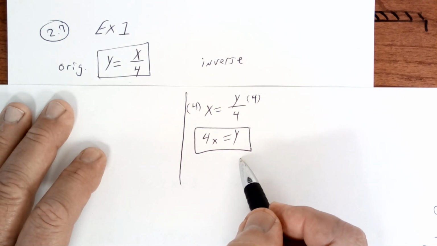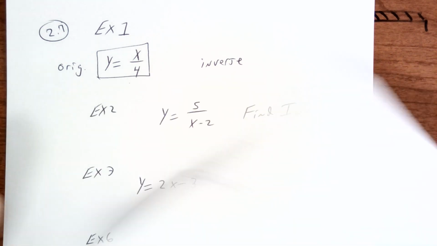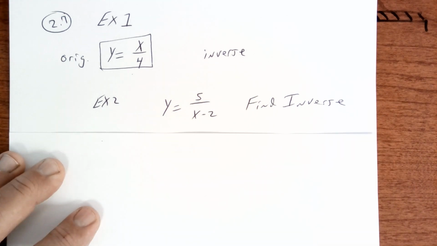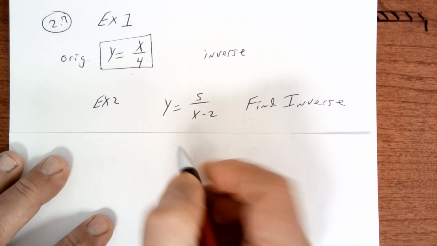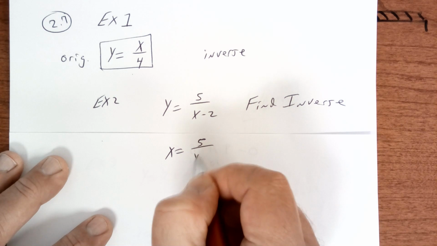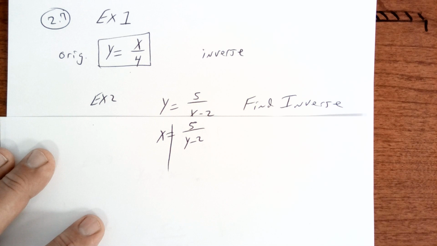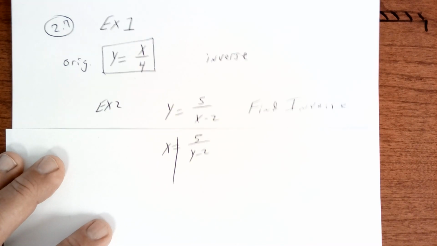On your graphing calculator, let's graph these two and see how they look. All right, let's move on. Copy this one down here. We're going to find the inverse. You have to switch the x and the y. So put x equals 5 over y minus 2. Now, if you're good at solving equations, this is not going to be too bad. If you have trouble, then you're going to have trouble with it.